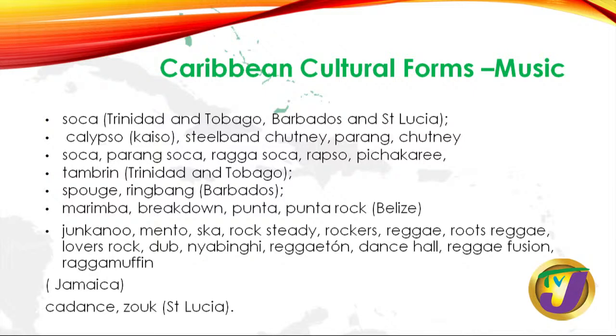Let's just go quickly into some Caribbean musical forms. I'm going to run through very quickly. All right? So you have musical forms all across the Caribbean. Soca, we know that one. Trinidad and Tobago, Barbados, St. Lucia. Calypso, Kaiso, steel band, chutney, parang, chutney soca, soca parang, ragga soca, rapso, pichakari, tambourine. I'm doing my best not to bite my tongue. Spouge, ringbang, which is in Barbados. Marimba, punta, punta rock, Belize. Junkanoo in Jamaica, mento, ska, rocksteady, rock, lovers rock, roots rock, reggae, dancehall, all of that.